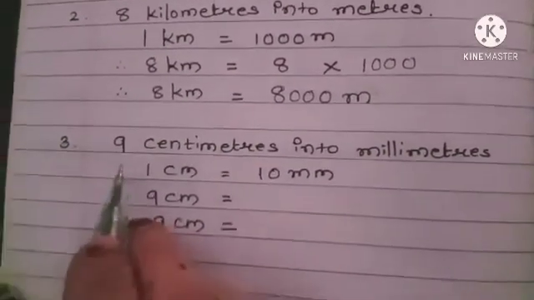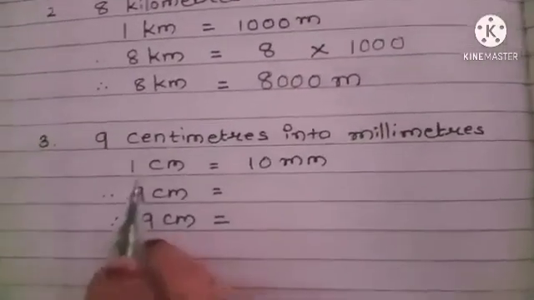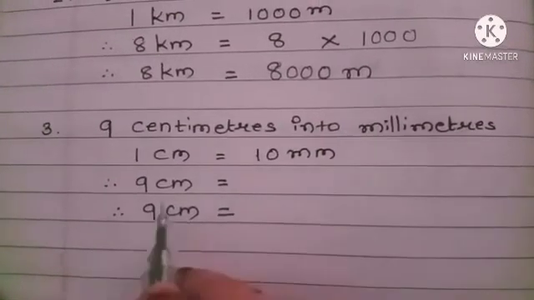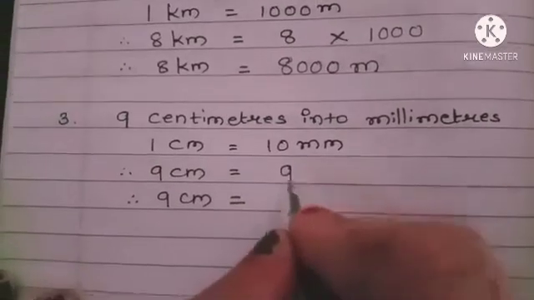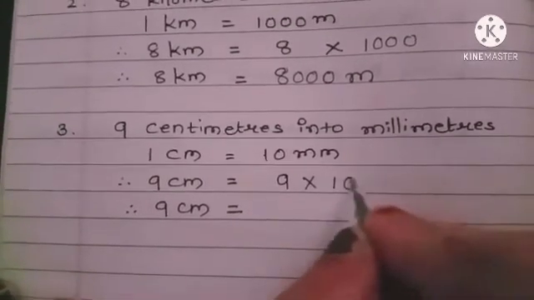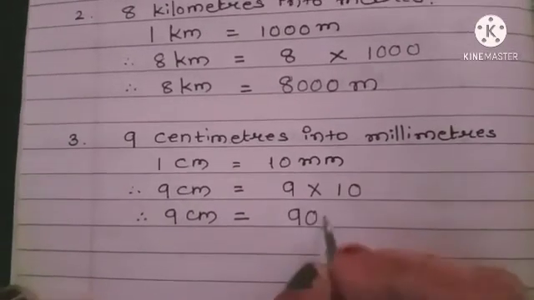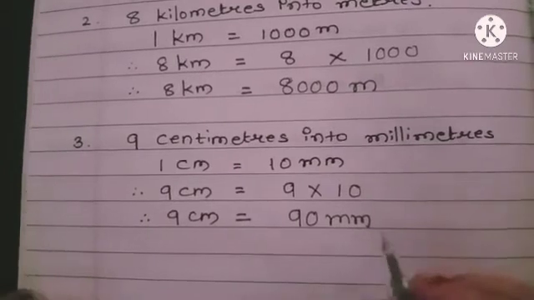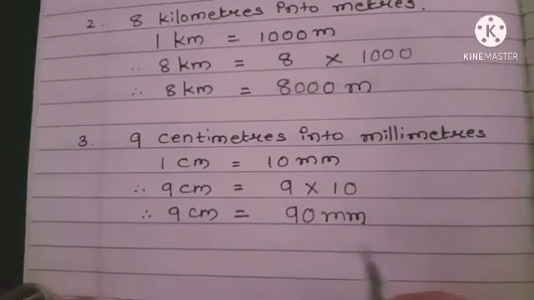Third question is given 9 centimeters into millimeters. So 1 centimeter is equal to 10 millimeters. So therefore 9 centimeter is equal to 9 multiplied by 10. So 9 tens are 90 millimeter. So mm is written for millimeters. So therefore 9 centimeters is equal to 90 millimeters.